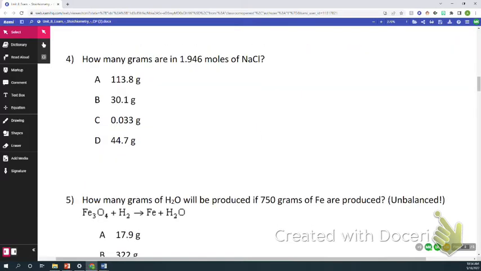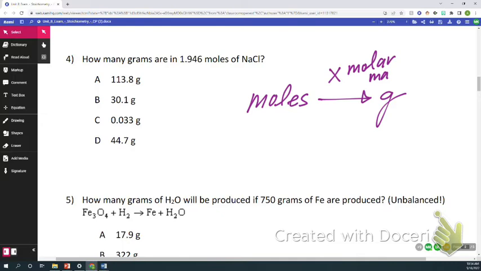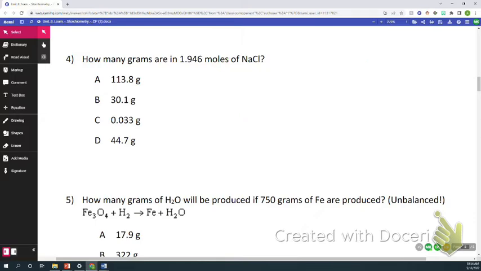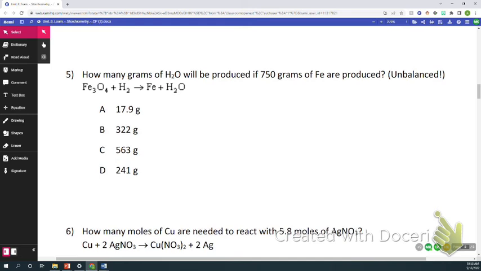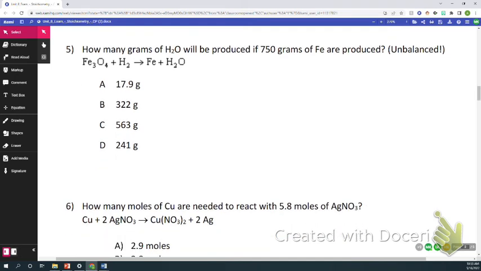Okay, number 4. I don't think I need to do this, so I'm not going to do it. They gave you moles, and they just want you to change to grams. Remember, moles, if you're trying to go from moles to grams, you have to multiply by the molar mass. And so you're just going to multiply by NaCl's molar mass, okay? You can do that one on your own, just so you're sure of it. Let's look at number 5.